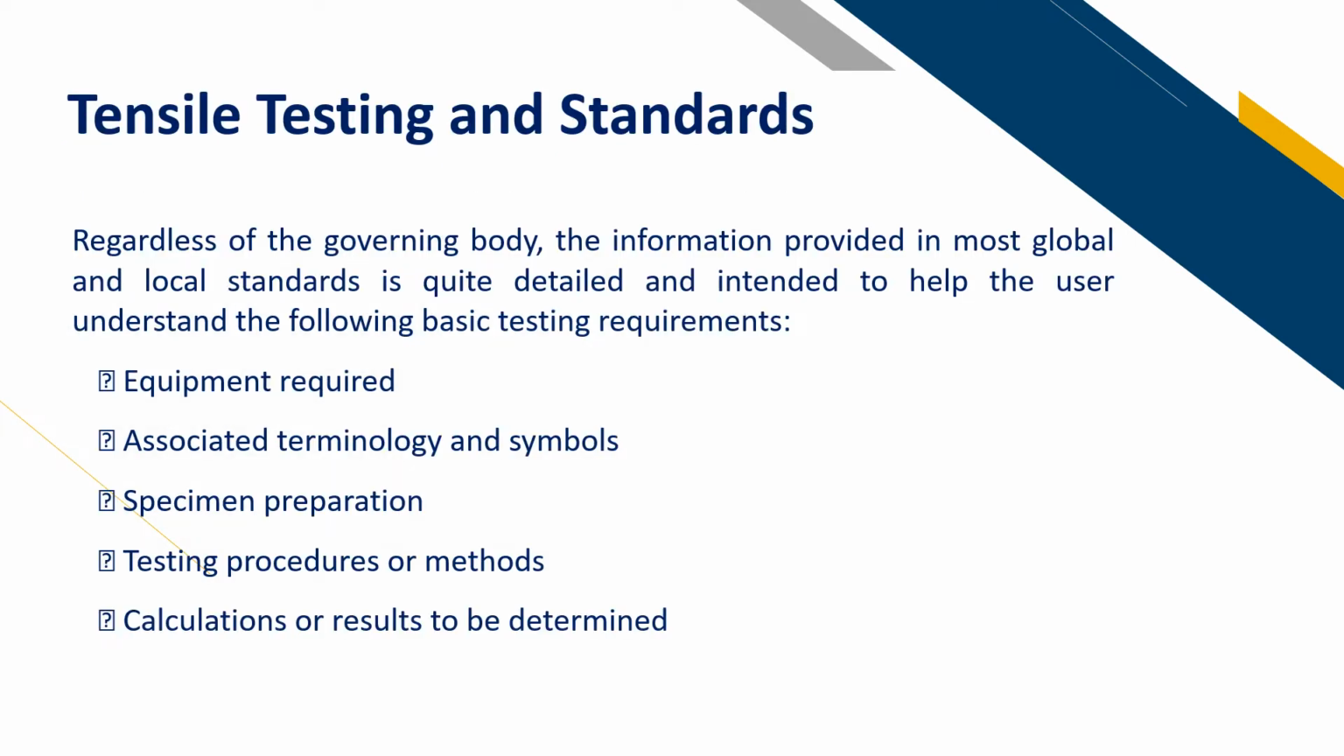So regardless of the governing body, the information provided in most global and local standards is quite detailed and intended to help the user understand the following basic testing requirements. Okay? So that is the general coverage of those standards, regardless of which governing body or standard institution provided the standard specification. We have the equipment required, and also the associated terminologies and symbols, also the specimen preparation, testing procedures or methods, and calculations or results to be determined.